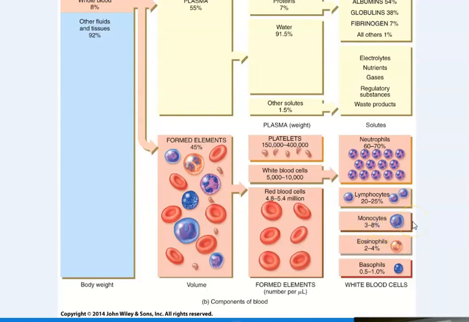And you don't have to know these percentage numbers for me. Just know that neutrophils are the most common, basophils would be the least common. All right, the monocytes make up 3 to 8%. And finally, the other formed element we have is right here, and that would be the platelets, okay, which are fragmented cells, which we'll talk about at the end of this chapter.